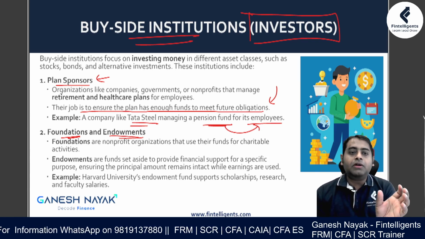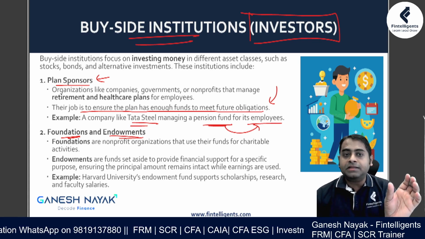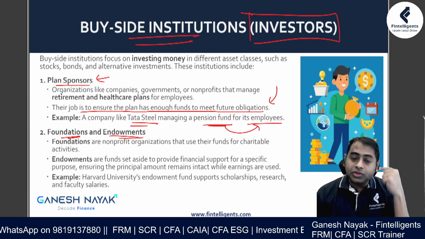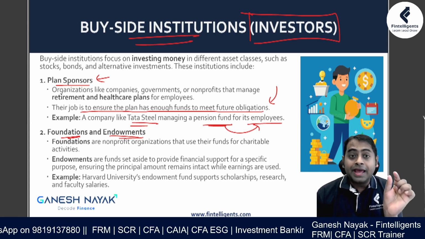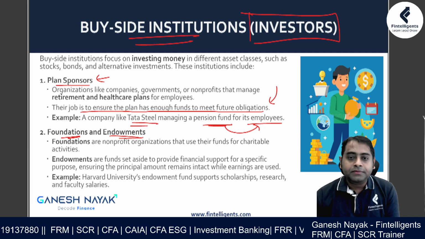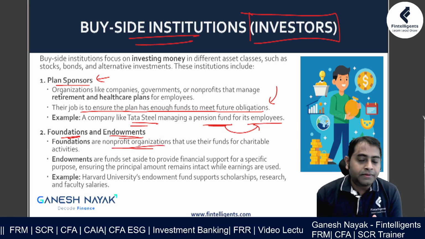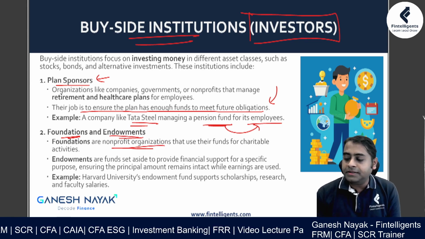So that $20 billion is not immediately used for philanthropy, right? That is invested in the market, and then there is return generated from that $20 billion, and that return is actually used to do philanthropy. That is the logic. So these are generally used for non-profit activities, like I said, charitable activities.